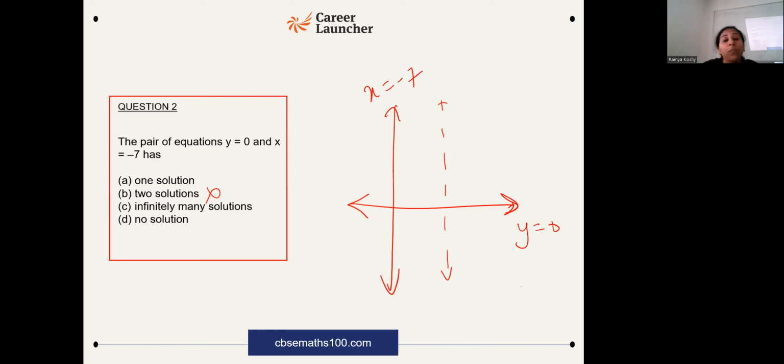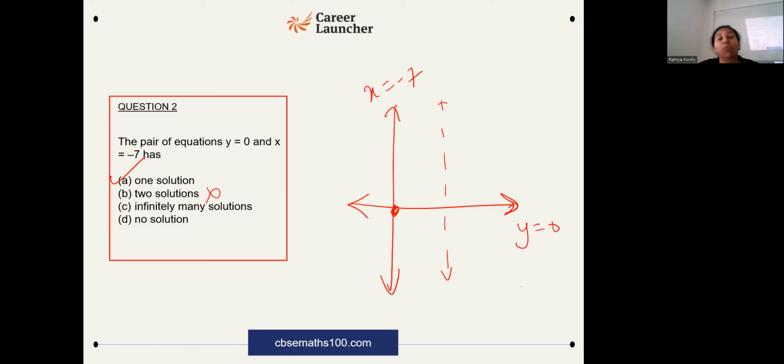Now you tell me, how many solutions are there? What type of lines are y equals 0 and x equals minus 7? Intersecting lines. y equals 0 and x equals minus 7 are intersecting lines. If they are intersecting lines, yes, everyone's correct now. One solution. Alright, it will be option A, one solution.